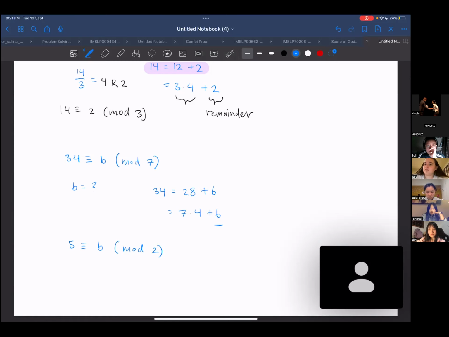So mod 2 I think is pretty interesting because if you're trying to consider something in mod 2, you're essentially trying to figure out if a number is even or odd, right? If something is congruent to 1 mod 2, then it's going to be odd. And if something is congruent to 0 mod 2, then it's going to be even. Does it make sense why that's true?